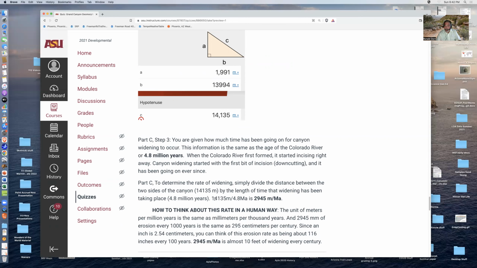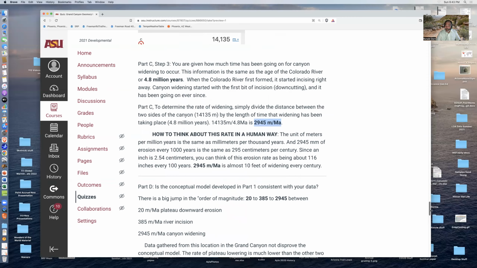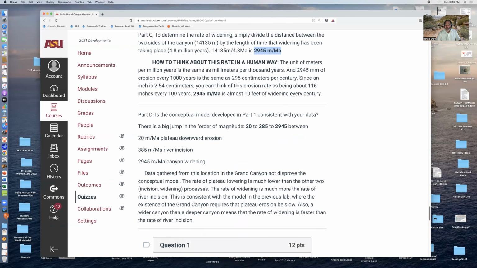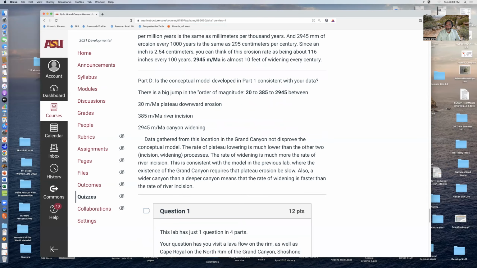So then you take that distance across the Grand Canyon and you divide it by the length of time that the canyon has been in existence, 4.8 million years, and that's almost 3,000 meters per million years. So now you have calculated, with your example, a rate of downward erosion, a rate of river incision, and a rate of canyon widening.